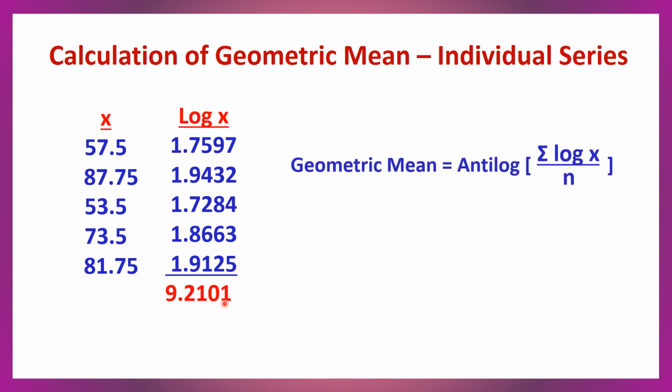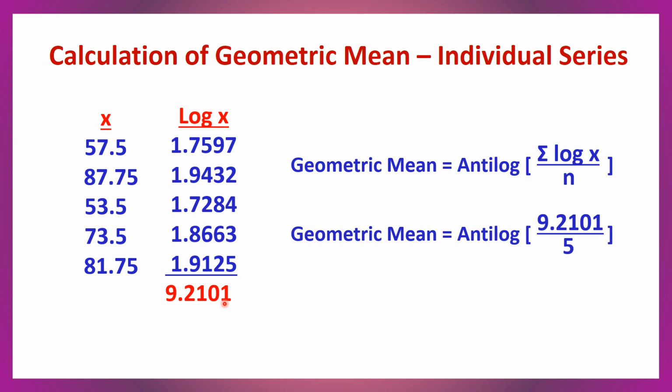And then we can apply the formula. Geometric mean is equal to antilog of sigma log x divided by n. So that will be antilog of 9.2101 divided by 5. Here there are 5 x values. That is why we are taking n as 5. Now when we find the antilog of 1.84202, we get the geometric mean as 69.51.